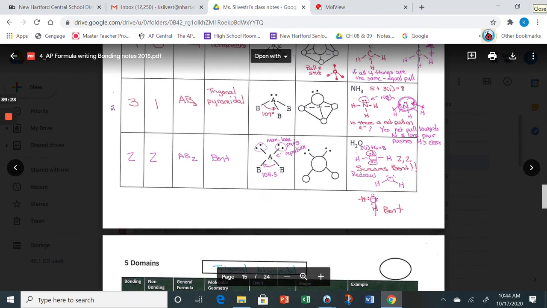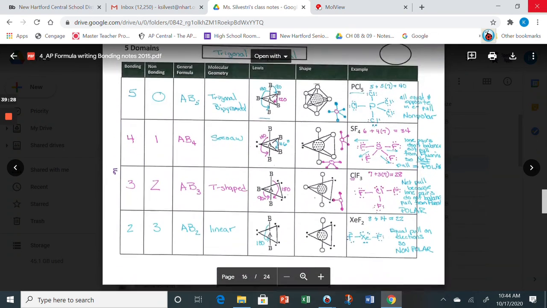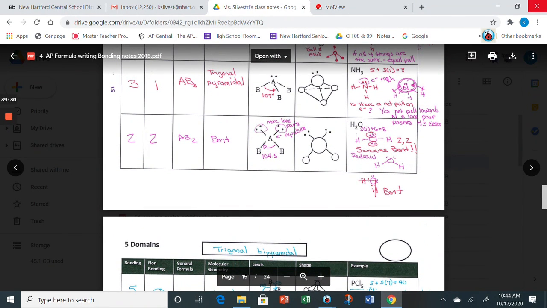Okay, so that's your 4th domain. I think that's where I'm going to stop for this one, so you can start thinking about drawing structures.